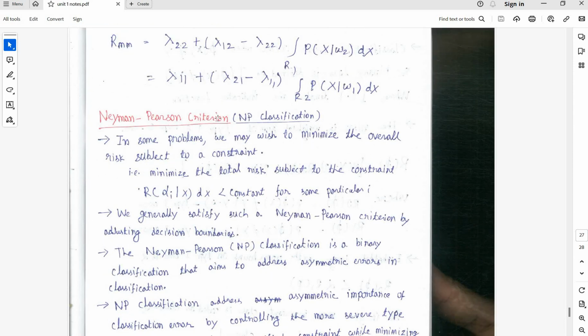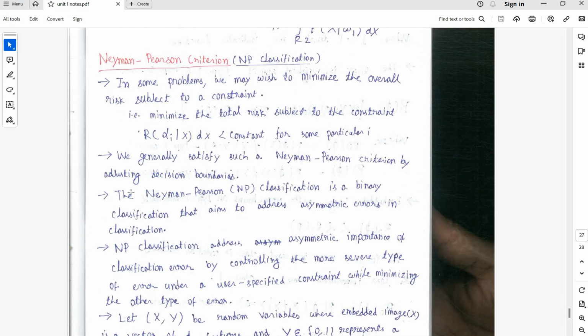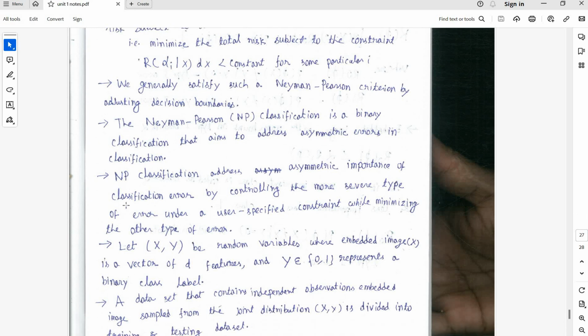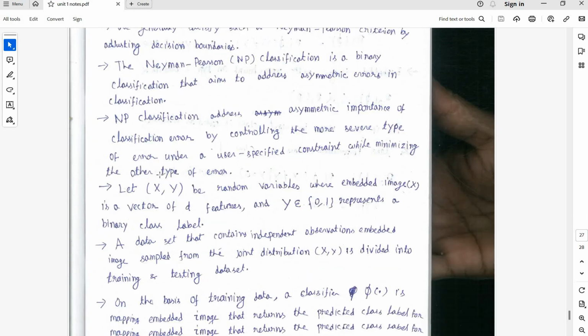And then the Neyman-Pearson criterion: we may wish to minimize the overall risk subject to a constraint. So minimize the total risk subject to the constraint that the integral of R of alpha i given x dx, the risk for alpha i, is less than some constant for some particular i. We generally satisfy the Neyman-Pearson criterion by adjusting the decision boundary. NP classification is a binary classification that addresses the asymmetric errors in the classification problem.